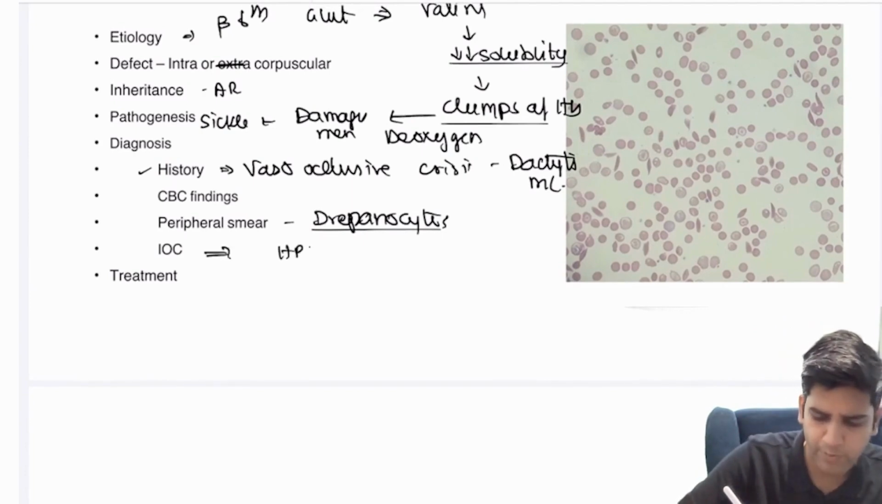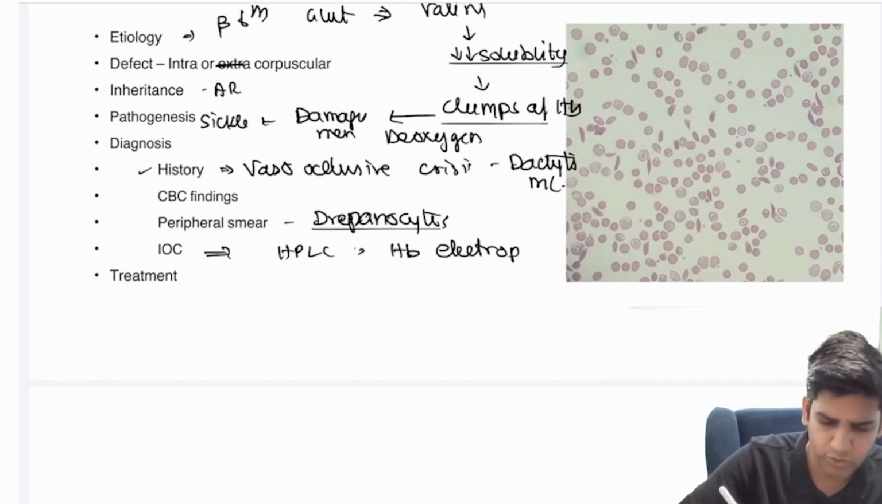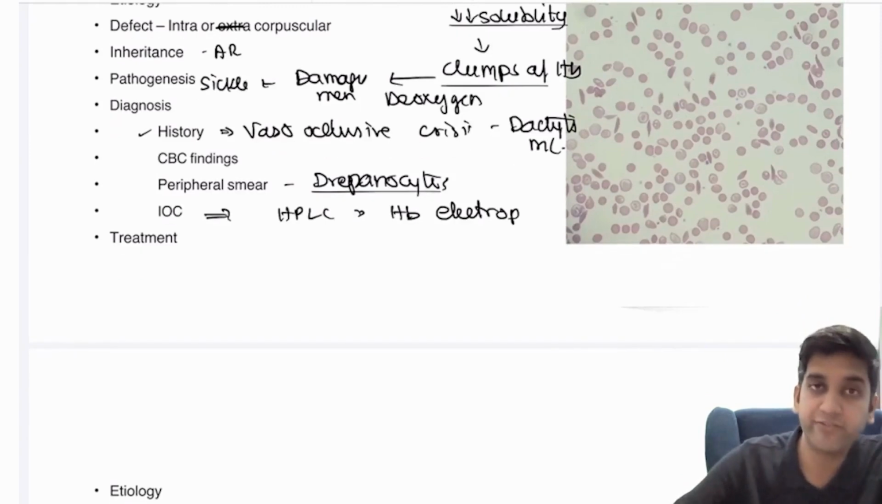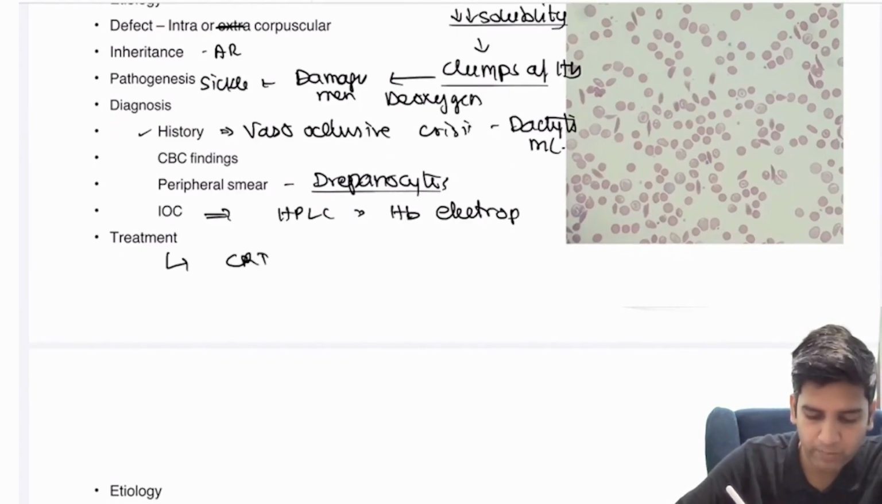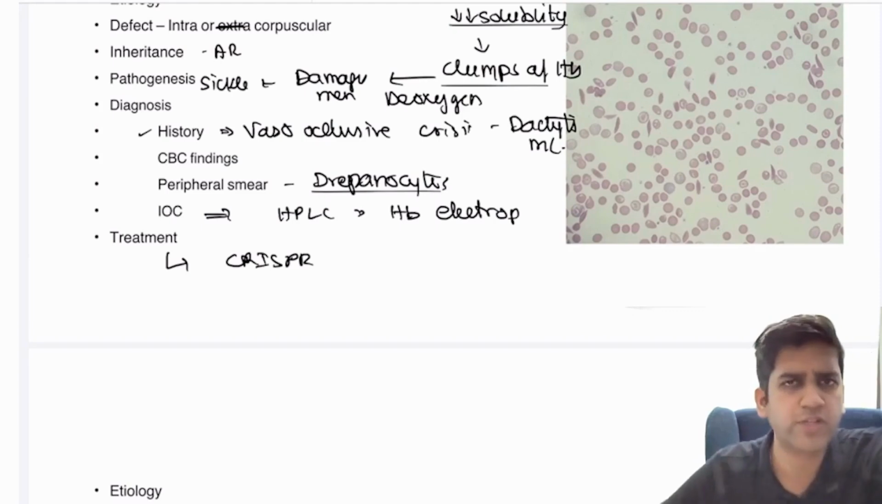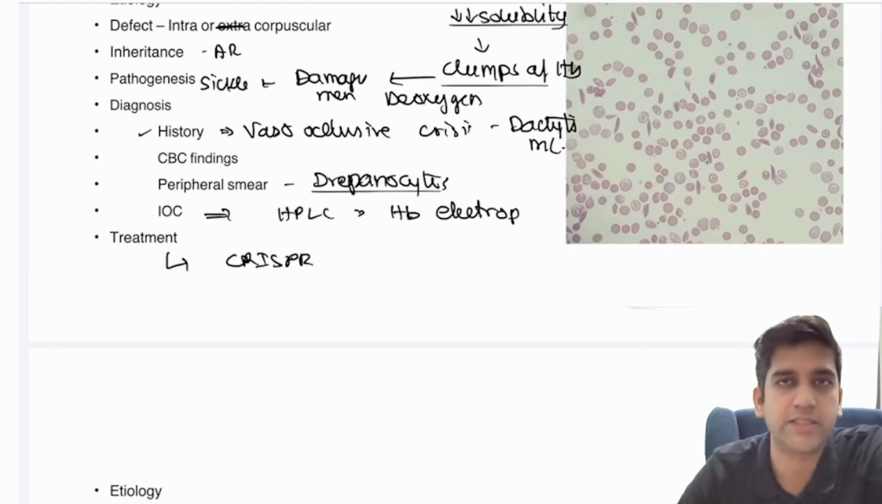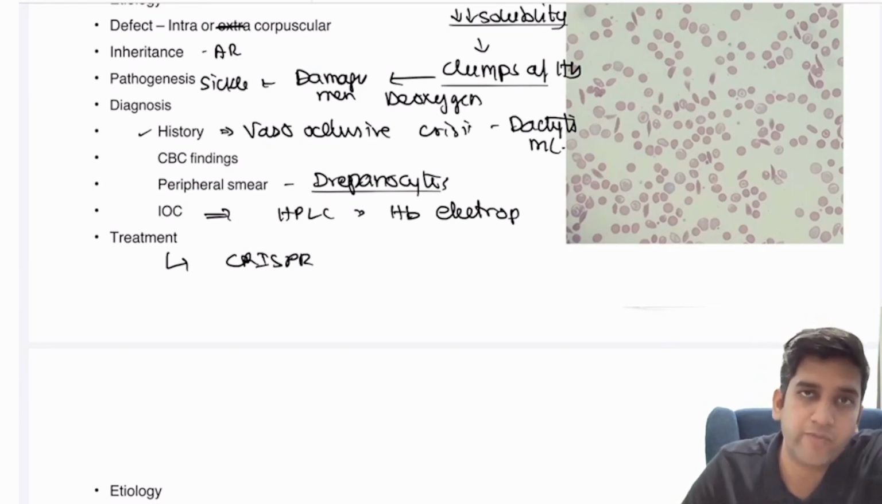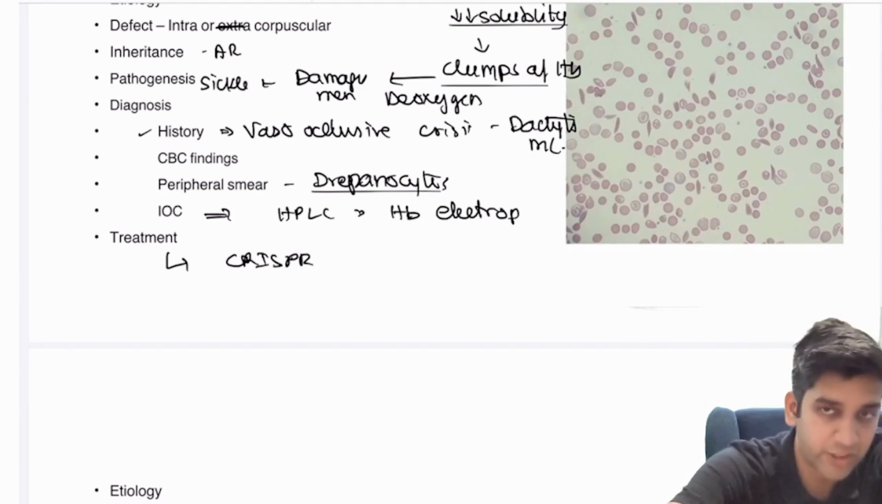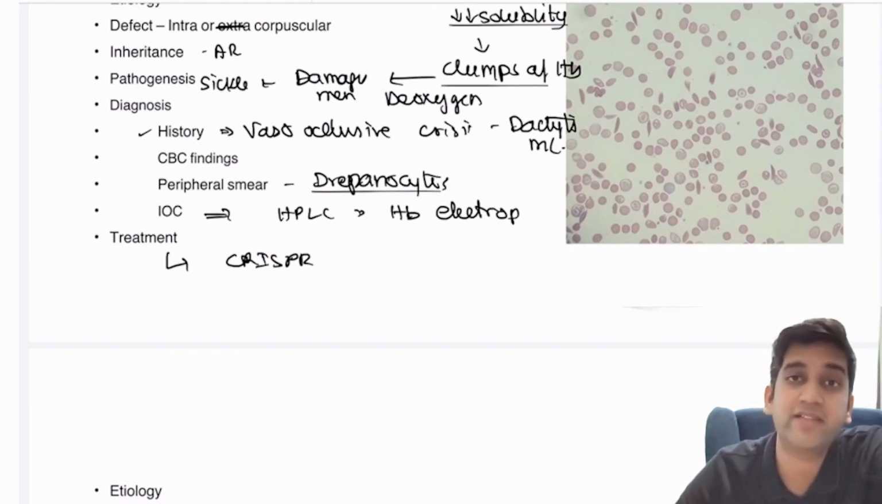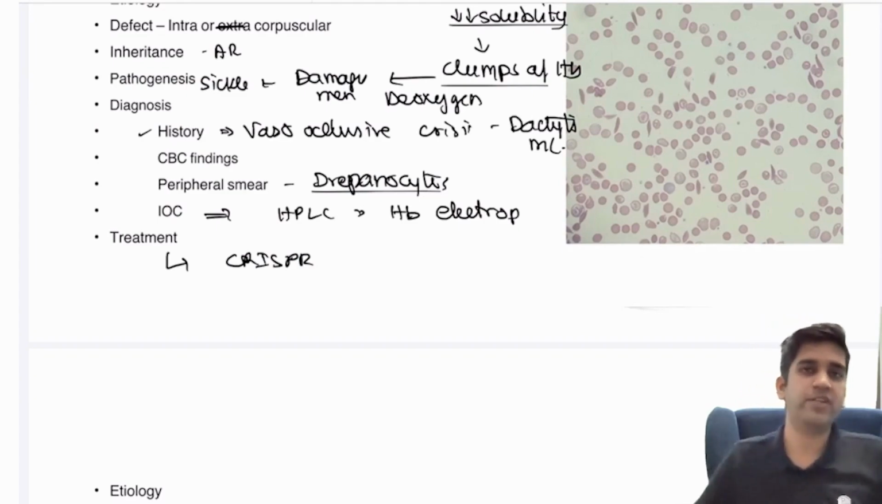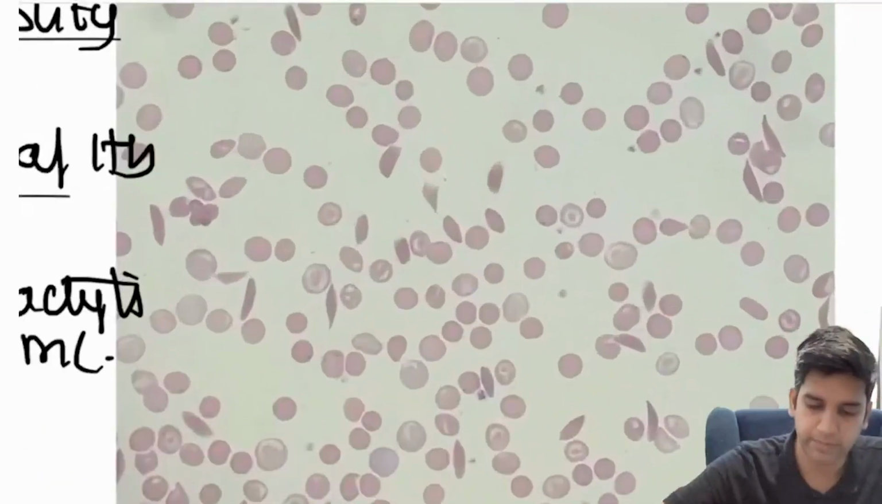Investigation of choice, I would prefer an HPLC. If it's not there, you go for hemoglobin electrophoresis. That also is good enough to diagnose. Treatment: this is the first disease which has been completely cured by CRISPR. The CRISPR results are out. CRISPR is a mode of gene therapy. A person who got CRISPR-based treatment for the sickle problem came back after 4 years. They have told us that the number of vaso-occlusive crises after CRISPR compared to before CRISPR is tremendously low. So it does work, and hopefully when it becomes cheaper, we can use it for multiple patients, right?